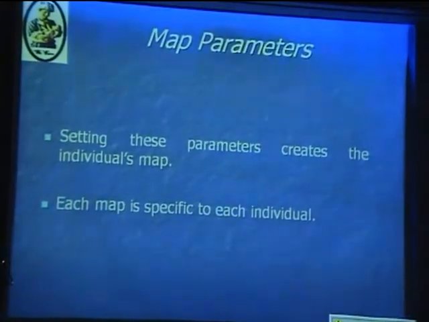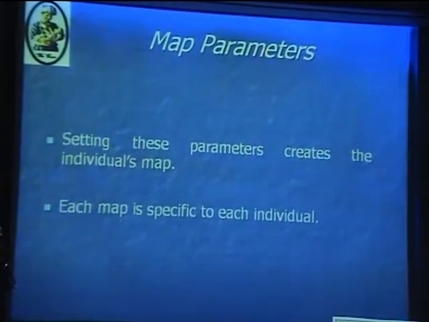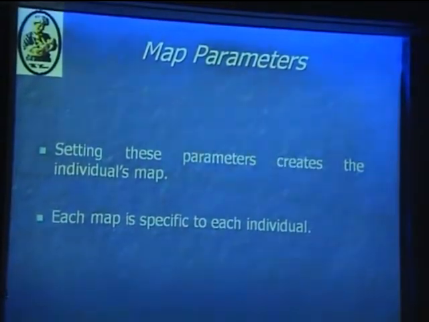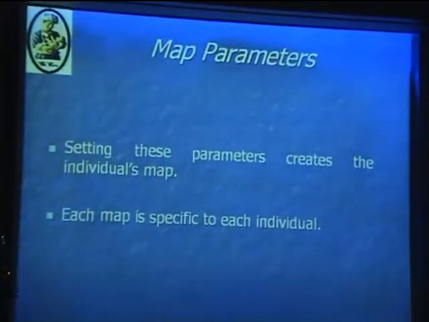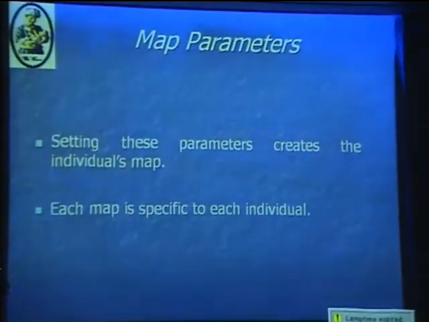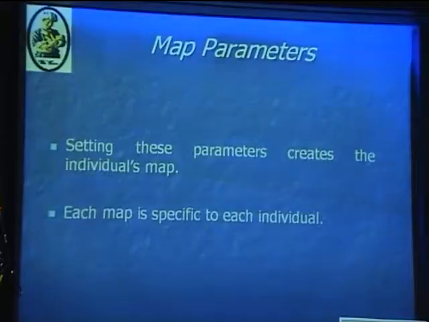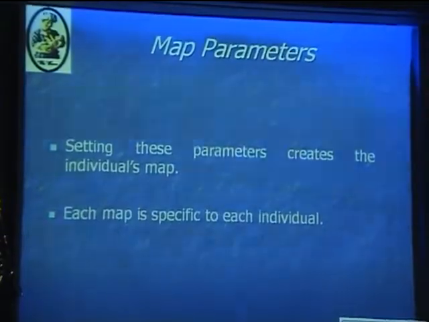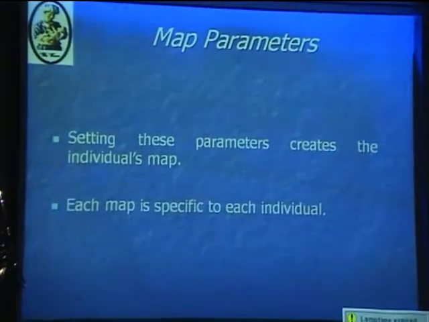Therefore, setting these parameters creates an individual map, and each map is specific to each individual. No two individuals will have the same threshold levels or the same comfort levels, and therefore for each person this map has to be created. You cannot have a generalized map, or say, okay fine, we start with this level of settings. Even a child of the same age with similar hearing loss need not have the same T and M levels, and therefore they have to be measured for every individual.